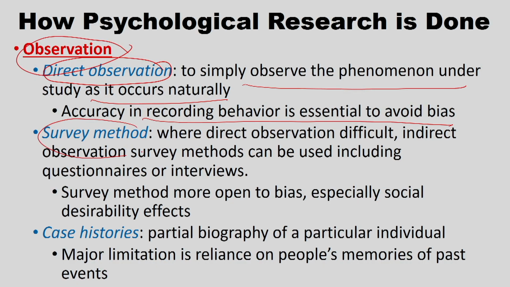Another interesting way of doing psychological research is called the survey method, where direct observation is difficult, and indirect observation through surveys can be used, including questionnaires and interviews. For example, if I want to know whether certain people are happy with a certain product, what I can do is give them a survey, give them a questionnaire, asking whether they are happy with this product.